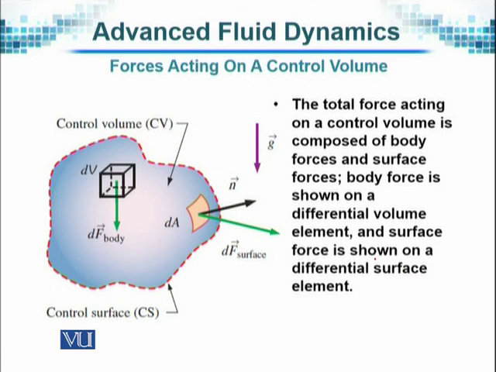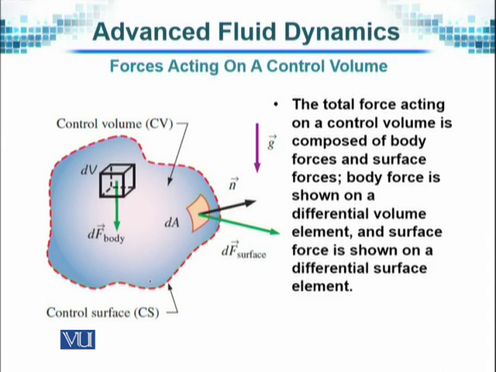The total force acting on a control volume is composed of body forces, as we mentioned, and surface forces. Body force is shown on a differential volume element, and the surface force is shown on a differential surface element. In the given picture, a control volume is arbitrarily chosen and is reflected in a dotted red line. So this is an arbitrary choice. We can increase it, we can decrease it.